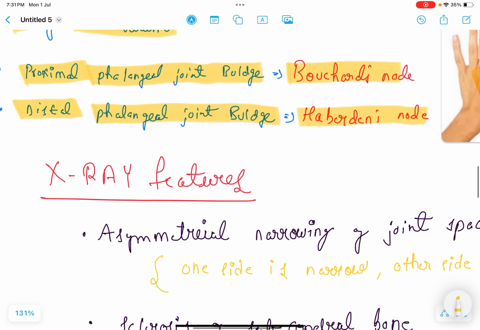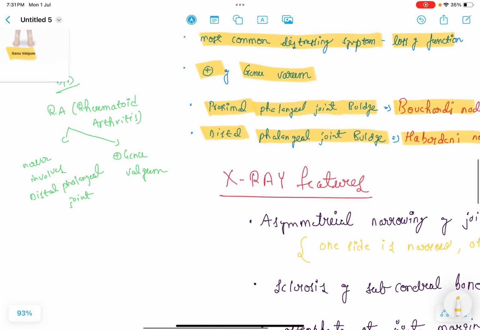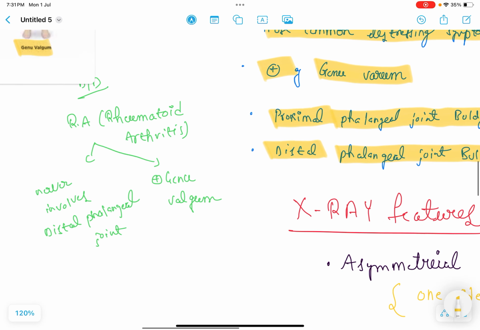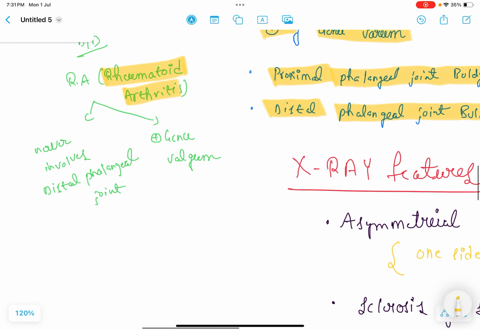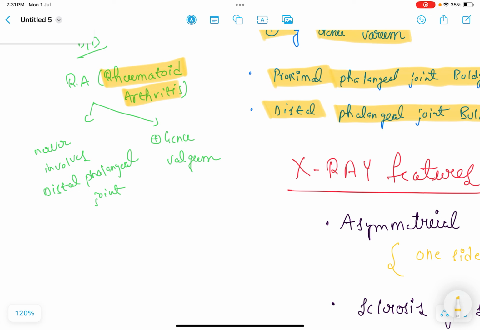Let's see some differential diagnosis with rheumatoid arthritis. In this, there is only genu valgum. There is no genu varum. In this, there is no involvement of the distal interphalangeal joint. Only the proximal interphalangeal joints are involved.